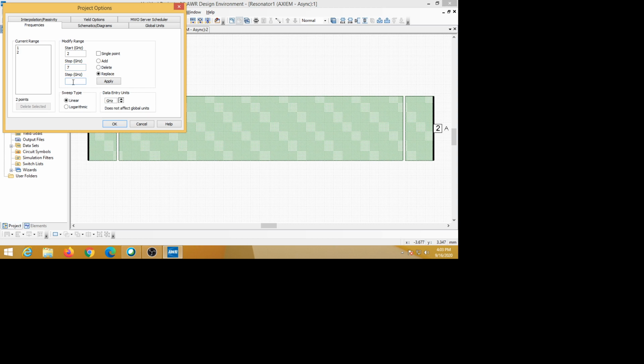And we should provide the step size here. It starts at 2 and stops at 7 gigahertz, but it will calculate the responses for different frequencies within 2 to 7. At what step it should do the calculation, that we have to provide here. We are giving 0.01 gigahertz. Every 0.01 gigahertz it should take values for the calculation. So apply. Then the frequency points up to 7 gigahertz with an interval of 0.01 appear.